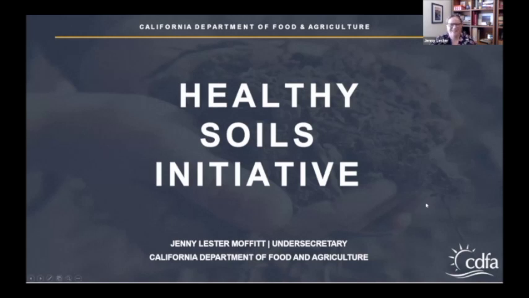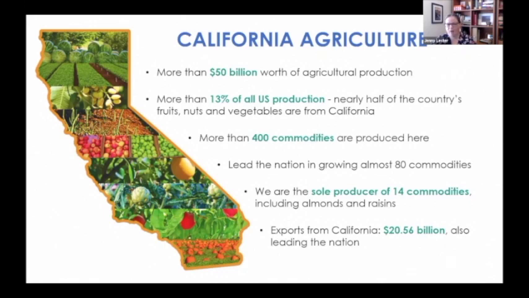The Healthy Soils Initiative in California was launched in 2015. It is spearheaded by the California Department of Food and Agriculture, but really it's in partnership with all of our state agencies, and of course the close to 70,000 farmers and ranchers that we have in California. Just like Quebec, by way of beginning, it's always important for me to talk about what we grow in California.